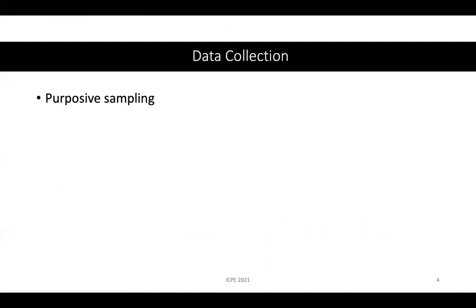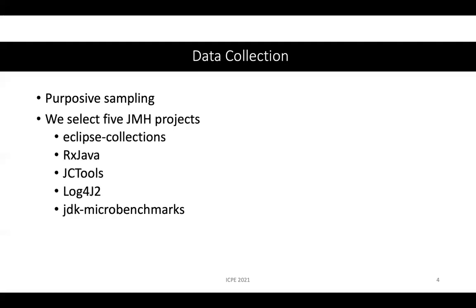So we start collecting data. As is common for exploratory research, we employ purposive sampling on both project and benchmark level. In purposive sampling, subjects are selected explicitly based on the perceived usefulness to the study goal rather than drawn randomly from a population. We chose those projects because they frequently use parameterization in their benchmarks. They are well maintained, well known, and important in practice. They cover a range of different types of projects.